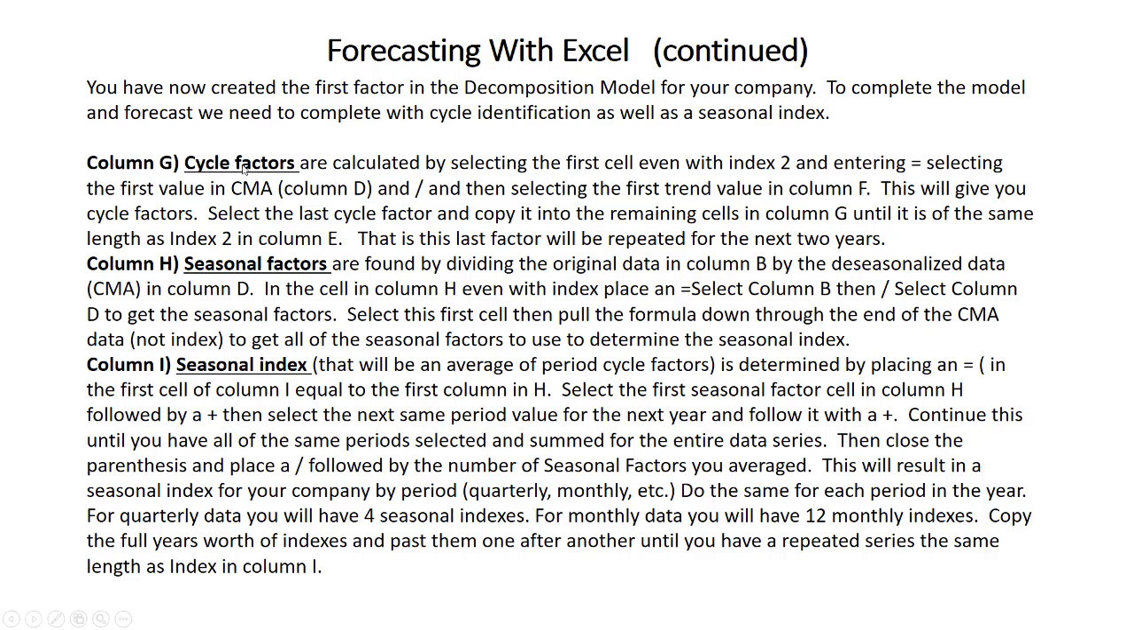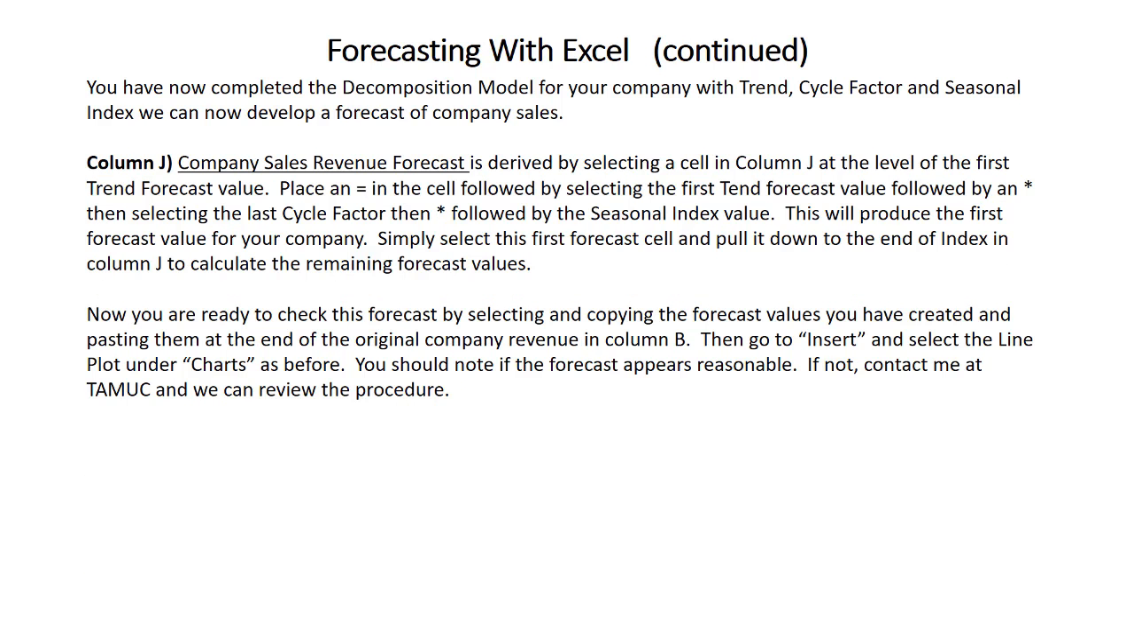I showed you how to get the cycle factors, that's dividing the centered moving average into the actual data that you entered. How to calculate the seasonal factors, that's dividing the CMA, the centered moving average or deseasonalized data, into the original data. And how to calculate the seasonal index, which is an average of these seasonal factors for each period, for each year. It creates a seasonal index, and that average repeats year after year.